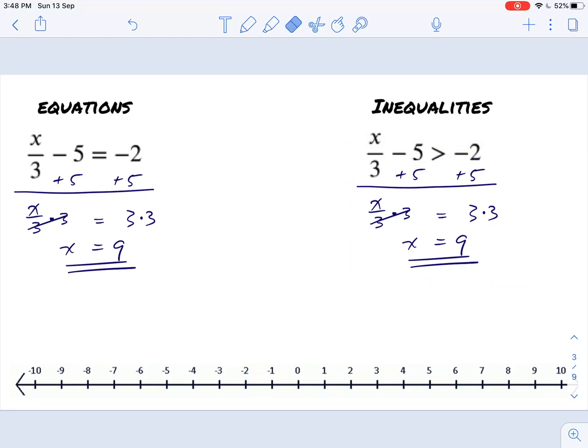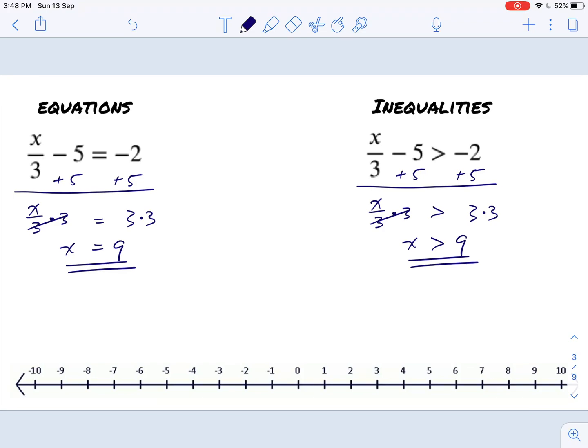The only thing that is different is instead of using the equal sign, I need to replace it with a greater than sign. So for this one, my answer is going to be all values that are greater than 9. As long as x is bigger than 9, it's going to be a true statement.